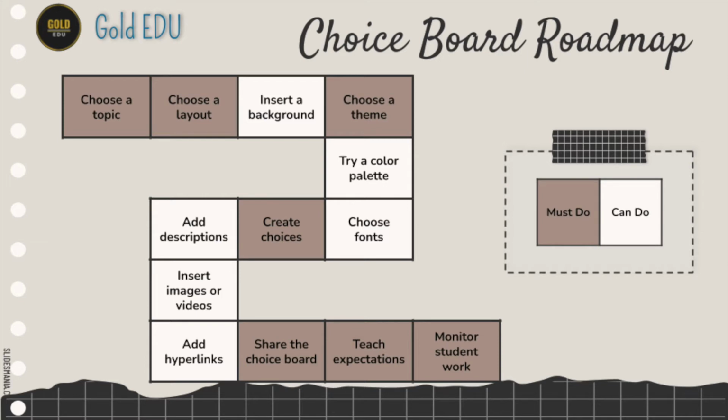You can see there's brown squares that are must-dos and more of like a cream square that are can-dos. You'll notice that everything begins with the topic. So this is all focused around the content first, and then you can follow that roadmap and add different elements to your choice board.